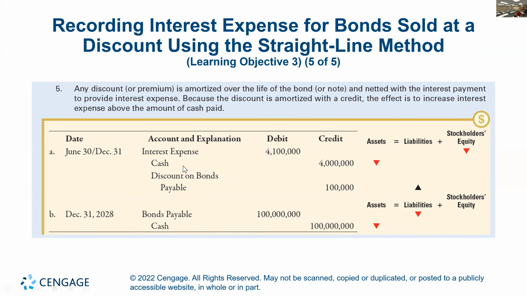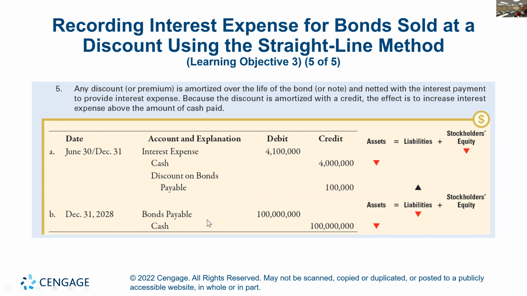So here's what your journal entry would look like. We have cash going out of 4 million. That's what we calculated: the face value times the stated rate times the period. Our discount on bonds payable, remember we are removing it. So when we put it on, it was a debit. So to remove it, we need to make it a credit. Which in turn, as you can see, to make our journal entry balance, puts interest expense at 4,100,000.